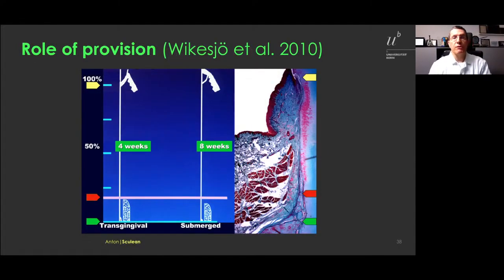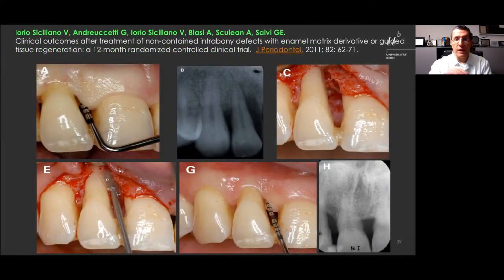What is going to happen if we have a collapse of the flap? Look at this slide to the right. In fact, the flap is collapsing to the root if you cannot maintain it, and we don't have any regeneration. We have a long junctional epithelium up to the most apical part of the defect. Okay, let me come back to the study that I mentioned before. In this study, we only included non-contained type defects. You see this one-wall defect.